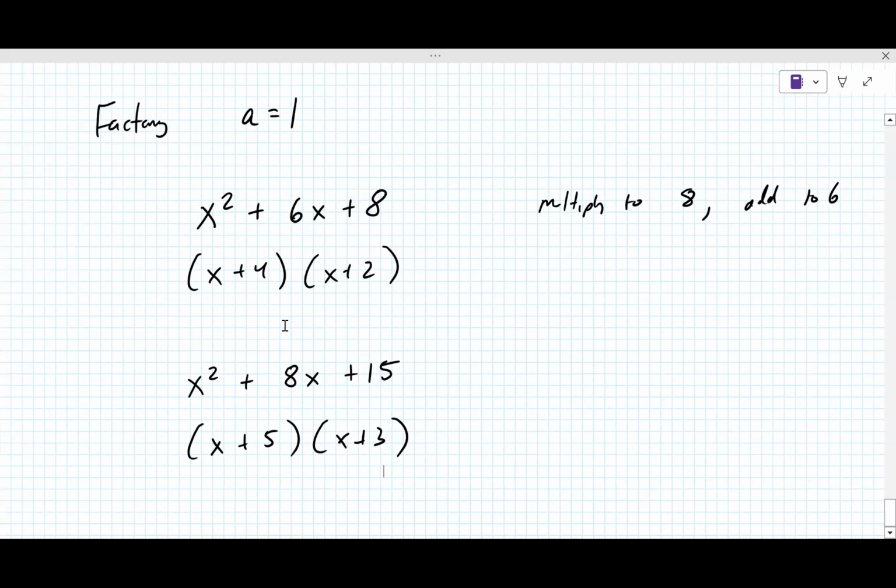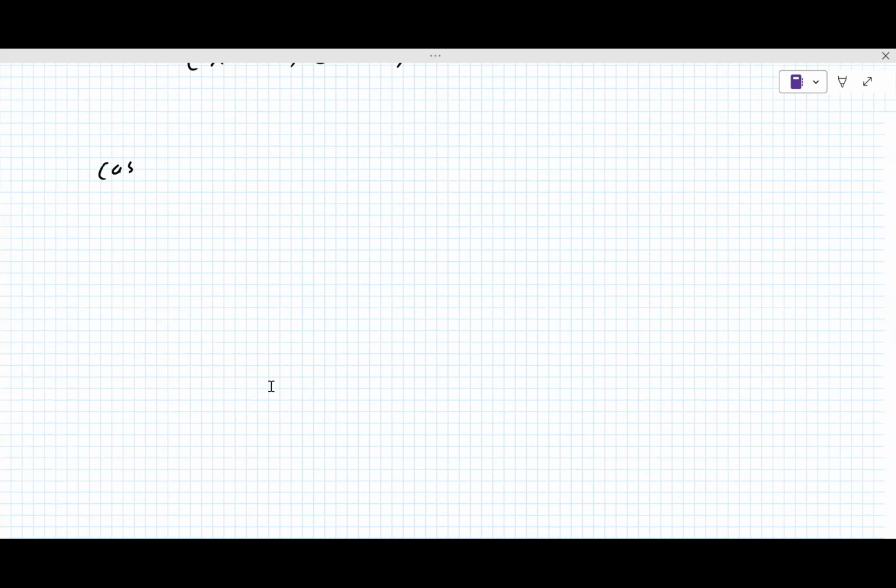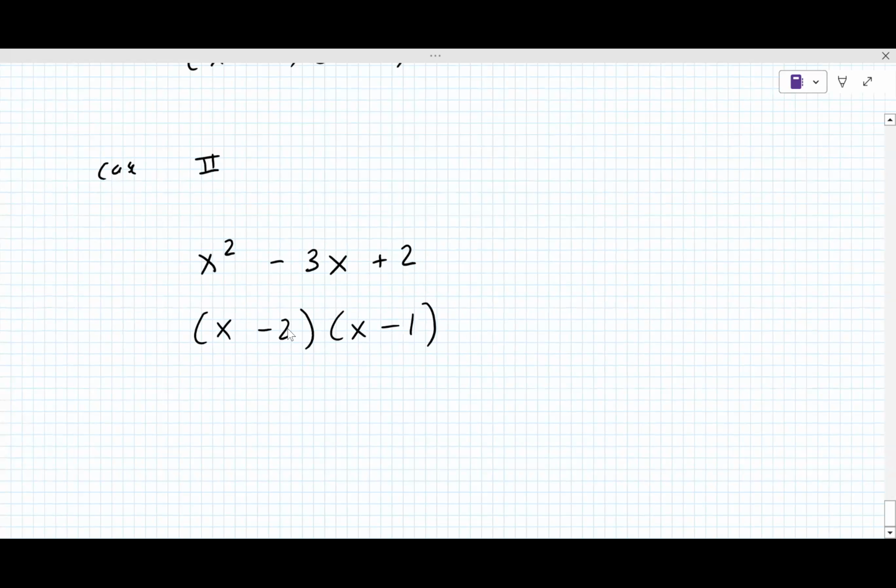Yes. So there's actually 4 cases. I call this case 1, where they're both positive. Okay, meaning the answers are both positive, but this happens to be positive as well. So here's case 2. X squared minus 3x plus 2. Here's the answer. What do you notice about the answer? They're both negative, and the reason that it's both negative is because when you multiply negatives together, it will be positive.